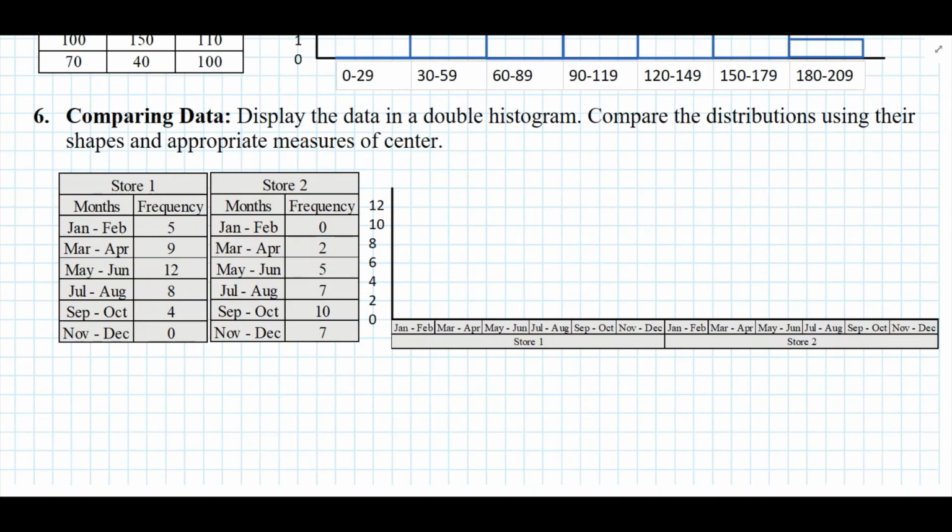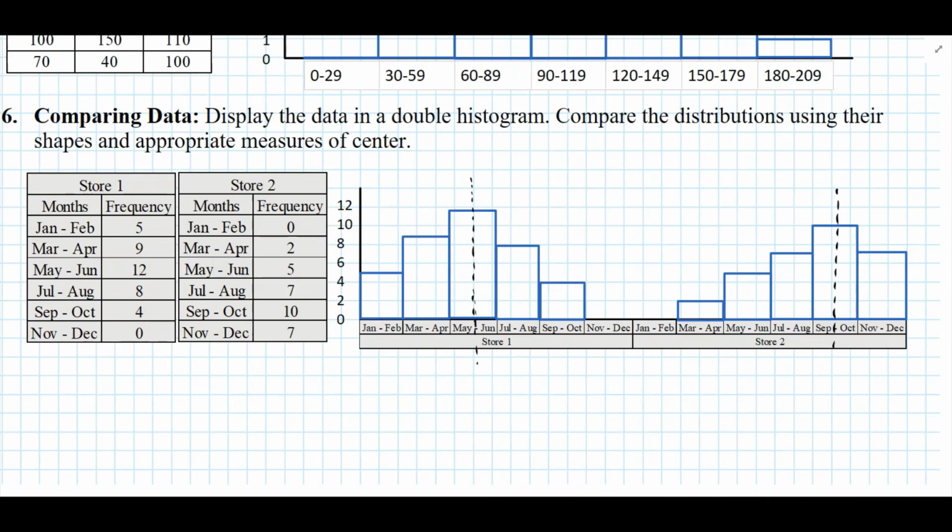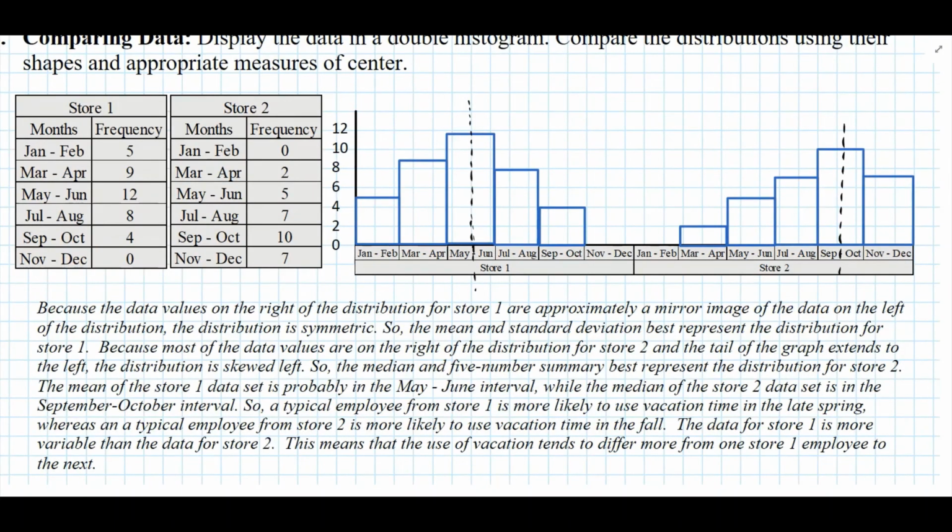For our final scenario, we have two stores that have reported the number of weeks employees have requested for vacation in particular months. Please plot the data in a double histogram, one for each set of data, and compare the distributions using their shapes and appropriate measures of center. Your histogram should look like these, and your comparison might sound something like this.